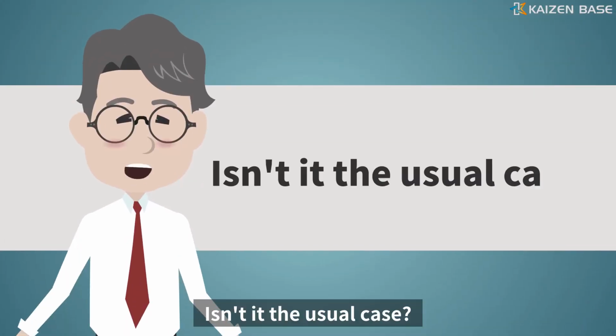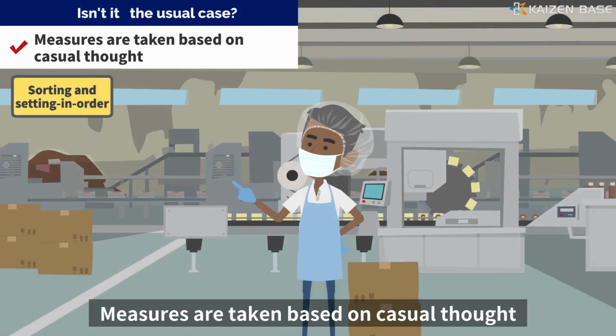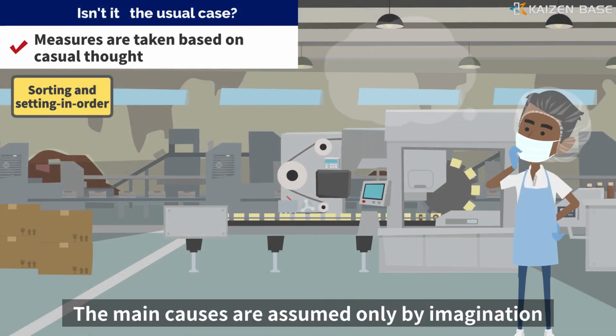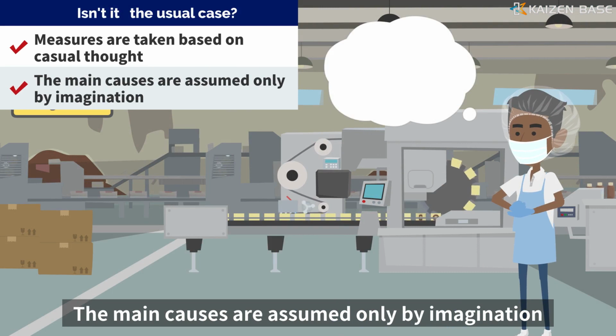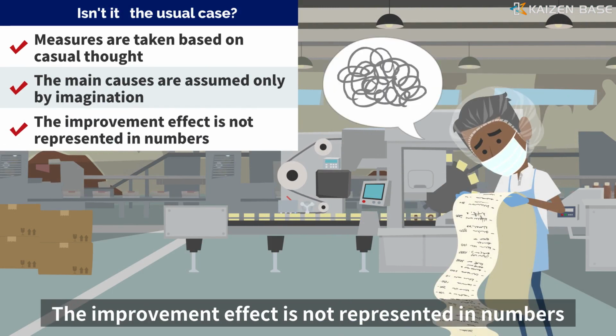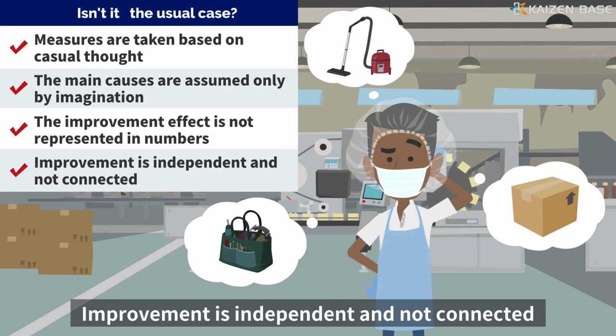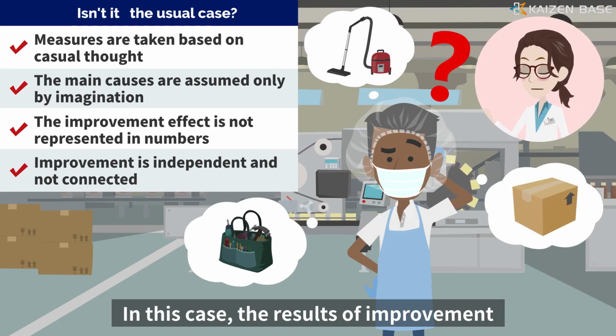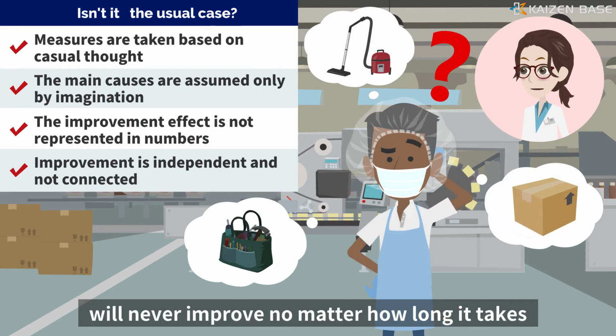Isn't it the usual case? Measures are taken based on casual thought. The main causes are assumed only by imagination. The improvement effect is not represented in numbers. Improvement is independent and not connected. In this case, the results of improvement will never improve no matter how long it takes.